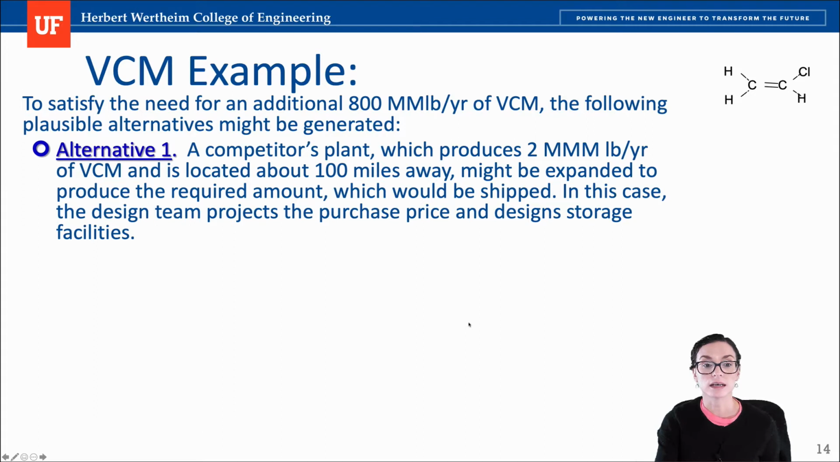In this case, the design team projects the purchase price and designs the storage facility. So in this type of alternative, this solution does not require that you create a chemical plant. You're basically outsourcing the production of the vinyl chloride, but it's potentially feasible, right? It's an alternative that you can take.